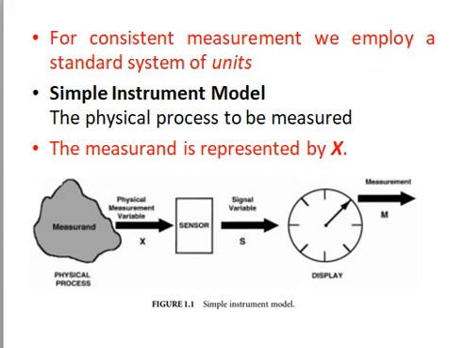It is the one that will detect and collect that signal from the physical process and then produce its output as the signal variable S, and this output can be in any form. It can be current also, it can be voltage, it can be anything. And this signal variable will now be transmitted to the display unit, which will show the magnitude of the physical variable, which is sensed by the sensor and interpreted to give us the physical reading that we can understand.